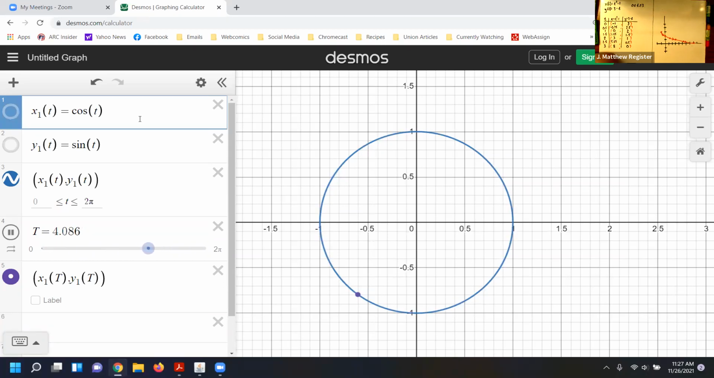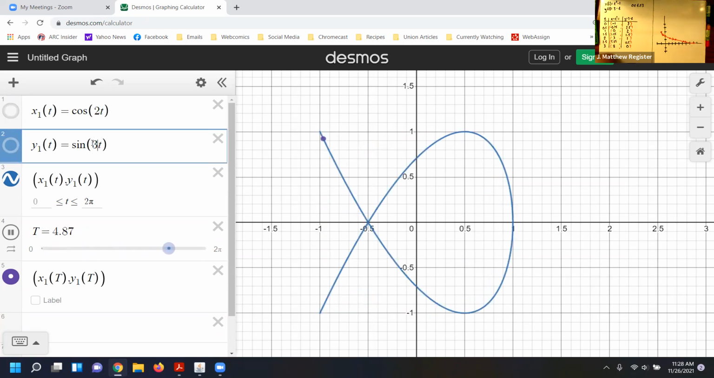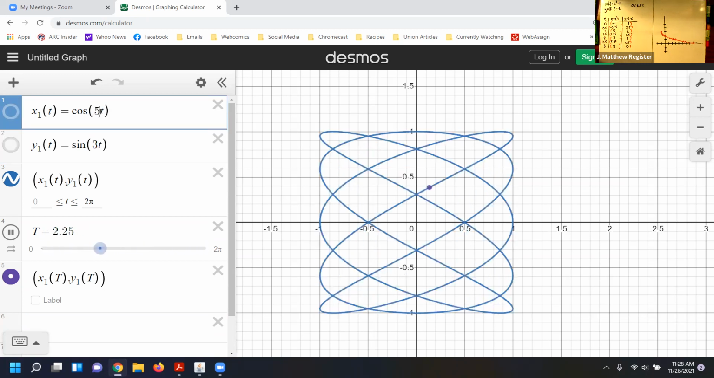For instance, if we made this a cosine of 2t, we get a parabola for some reason, a sideways parabola. When we make this a 3t, we get one of these. If we make both of them odd, we start to get some very interesting paths. And these are just going to keep cycling over and over and over again. And we can get them as complex as we want.